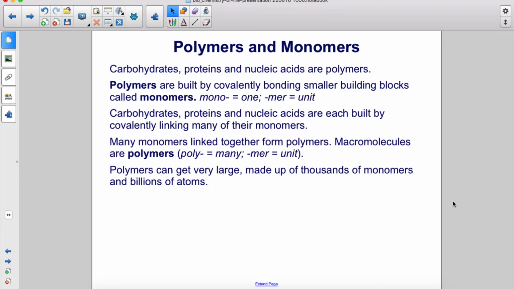Polymers are built by covalently bonding smaller building blocks called monomers. Mono means one, mer means unit. Carbohydrates, proteins, and nucleic acids are each built by covalently linking many of their monomers. Many monomers linked together form polymers. Macromolecules are polymers. Poly means many. Polymers can get very large, made up of thousands of monomers and billions of atoms.